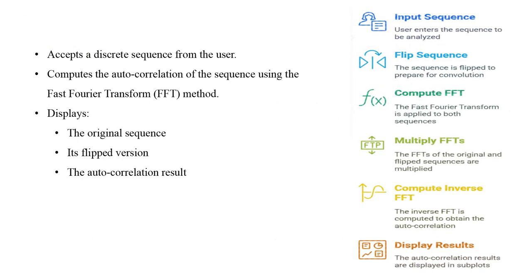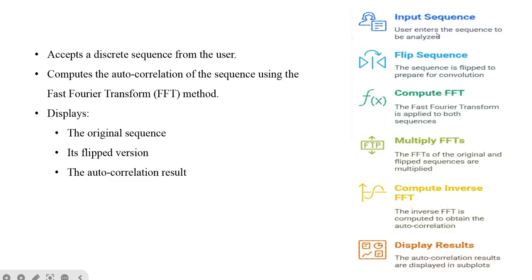Now we will go for the program. In our program, first it will accept a discrete sequence from the user. Then it will compute the autocorrelation of the sequence using the fast Fourier transform method, that is the FFT method. Then in the third part, it will display the original sequence, its flipped version, and the autocorrelation result.